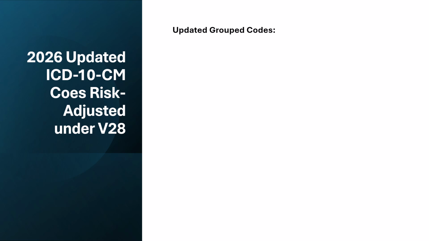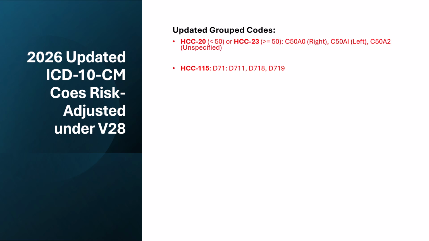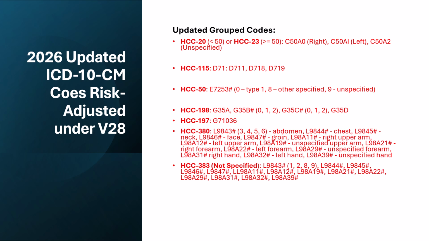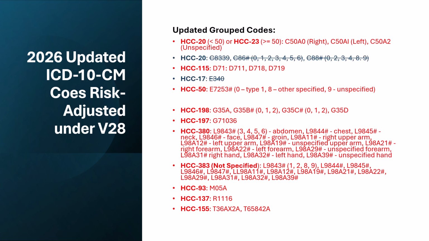These are updated ICD-10-CM diagnosis grouped codes, mainly focusing on 2026 changes from 2025. Find the opportunity to improve risk score using the newly added codes, red font, for specificity. Some parent codes are no longer mapped to HCCs, blue font, and only the most detailed, complete, and specific code must be used for risk adjusted under version 28. Let's go through updated grouped codes one by one in detail.